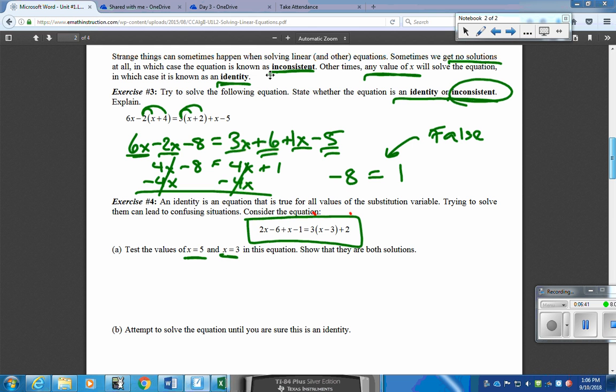Now opposite that, if you look at exercise 4, now they're telling you to test the values of 5 and 3. If you test those values, you're going to get the same answer on both sides. So you would just plug those in and check them. Now as far as solving goes, I'm just going to go ahead and use the space to solve it. So I got a 3x minus 9 plus 2 over here. And I got 2x minus 6 plus x minus 1 here.